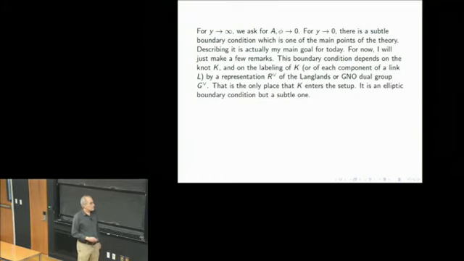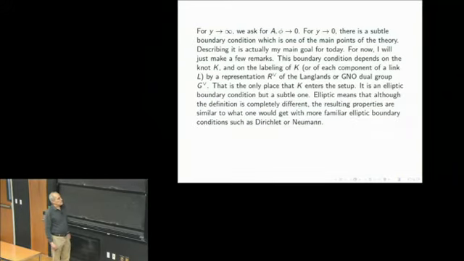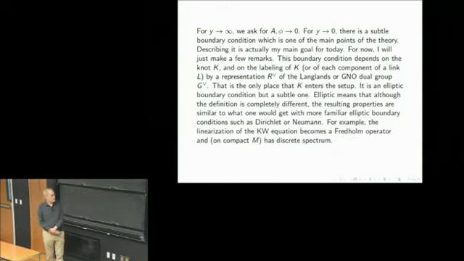So the boundary condition is an elliptic boundary condition, but a rather subtle one. Elliptic means that although the definition is completely different, the resulting properties are similar to what you would get with more familiar elliptic boundary conditions like Dirichlet or Neumann. For example, on a compact manifold, we're not on a compact manifold because we have a half line. But just to orient you, if we were on a compact manifold with boundary, but with this boundary condition, then the linearization of the equation will give a Fredholm operator with a discrete spectrum. So that's an example, but although the boundary condition is unusual, it has all the general properties of standard boundary conditions.